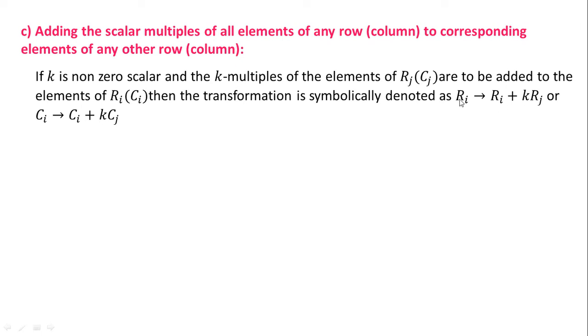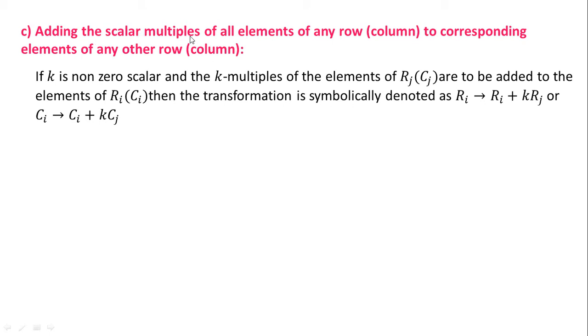See what happens here. Row number i changes to, how will you change row number i? Ri plus k times Rj means you take row number j and multiply it by the scalar k, and just add it to every element of Ri. So there is a change in row number i. Just use row number j, multiply by k, and add to this.